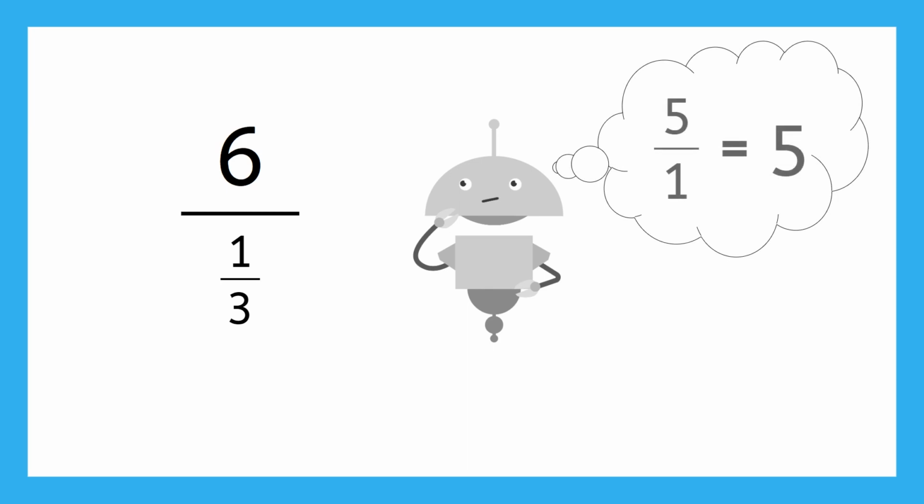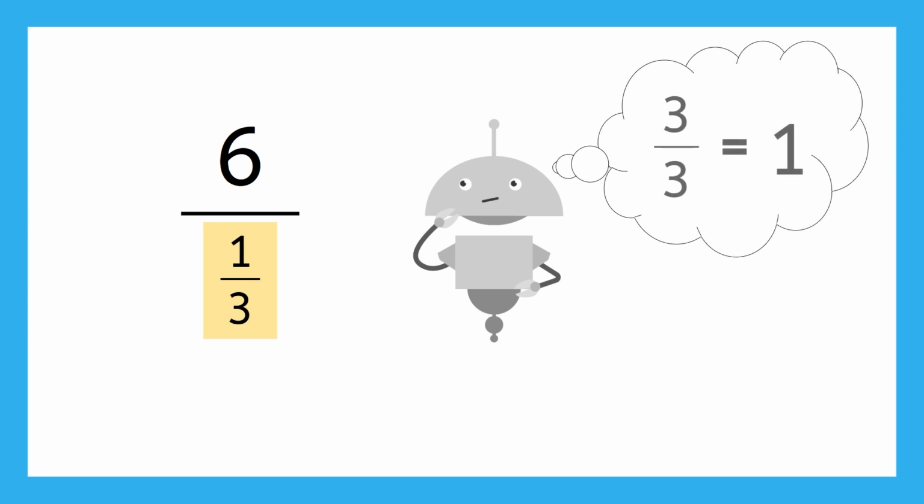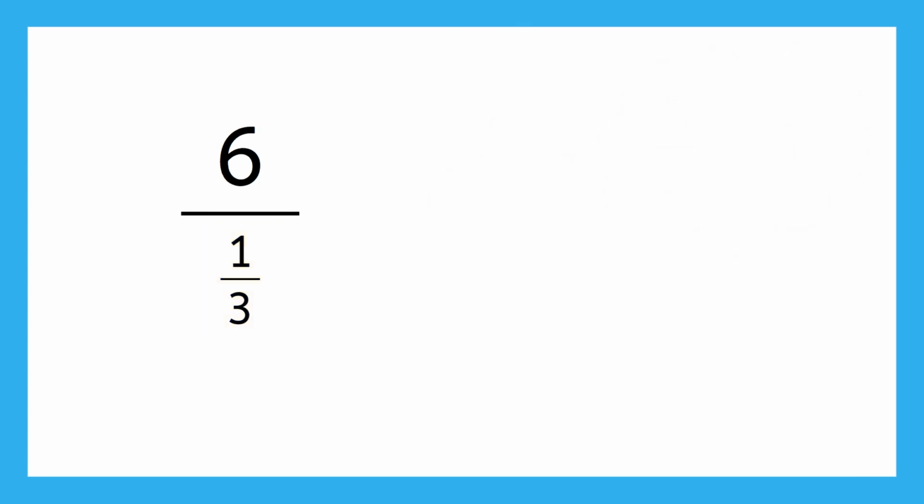Maybe we can find a way to make the denominator equal 1. Remember, any value divided by 1 equals itself. So this would allow us to just focus on the numerator to solve. But how can we change 1/3 into 1? A fraction of 1. If I multiply this 1 by 3 and the 3 by 1, I get 3 over 3, a fraction of 1.